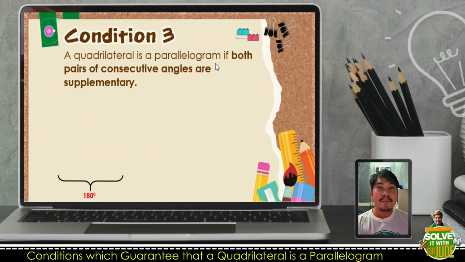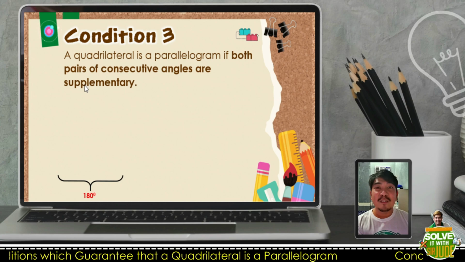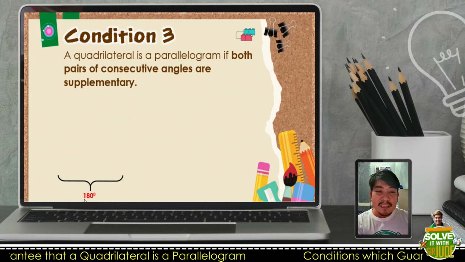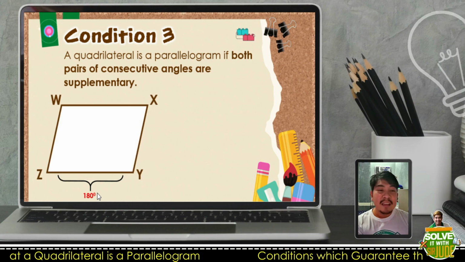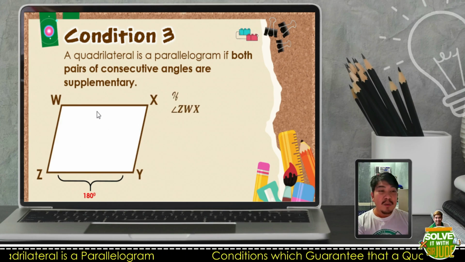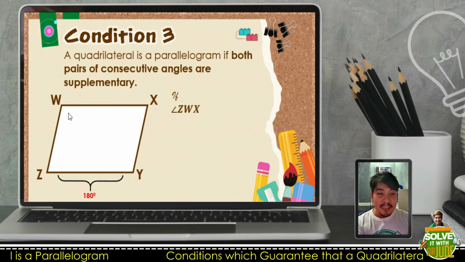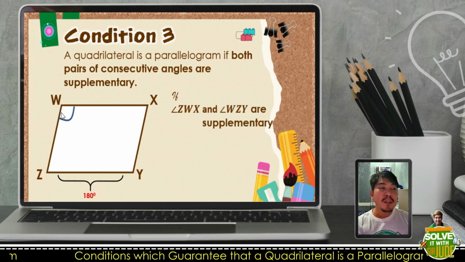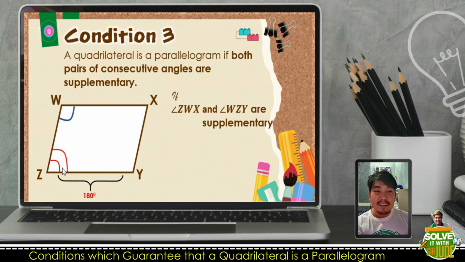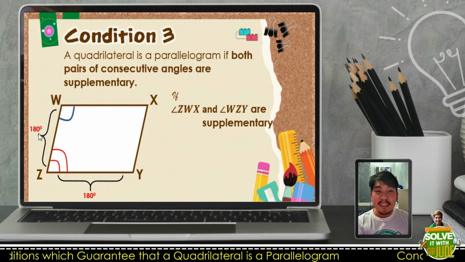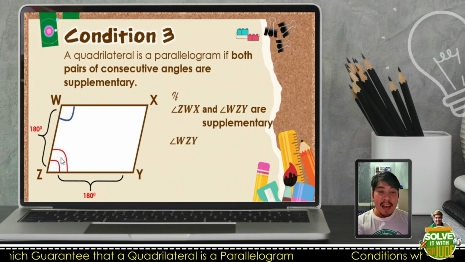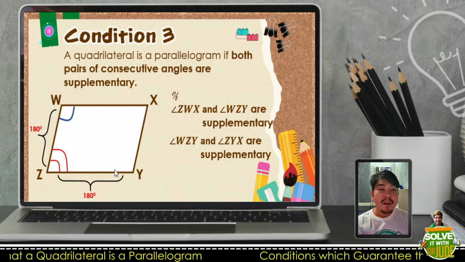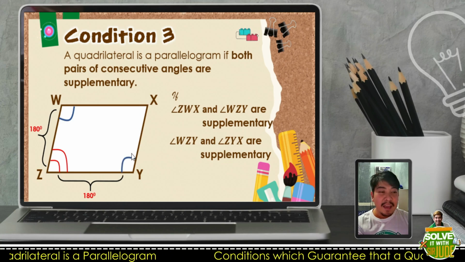A quadrilateral is a parallelogram if both pairs of consecutive angles are supplementary. If we are going to talk about supplementary, that will be the sum of two angles is 180. So let us now have WXYZ. If angle ZWX, this one, which is simply angle W, and angle WZY, or simply angle Z, are supplementary, 180 yung sum, and at the same time, this angle again, WZY, this one with the red marking, and angle ZYX, or simply angle Y, are supplementary.